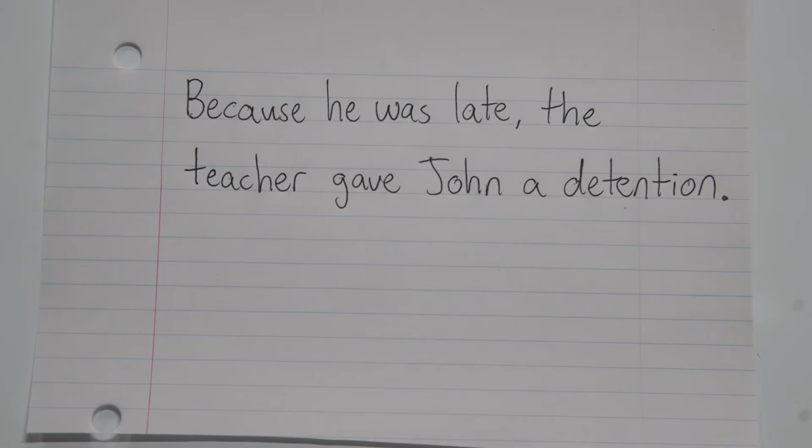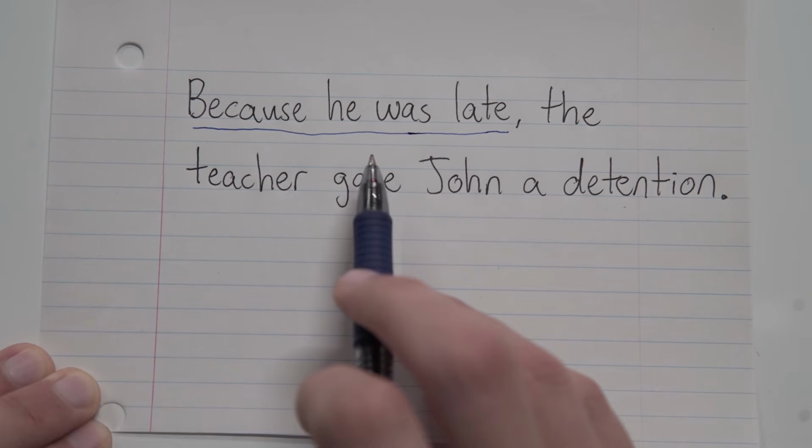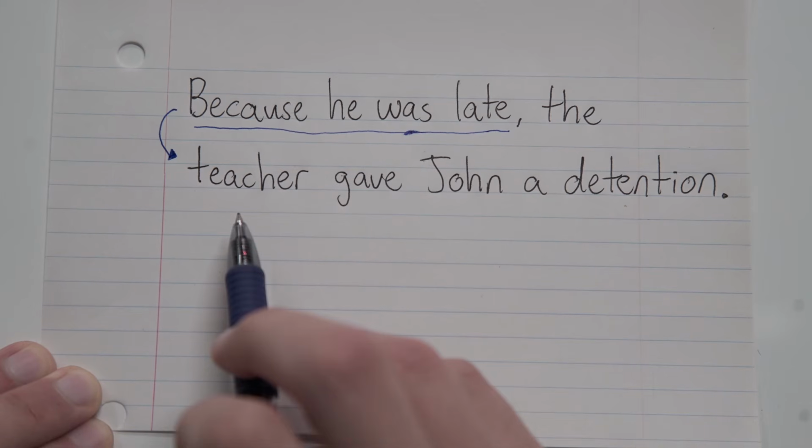Couple more. Because he was late, the teacher gave John a detention. Okay, so another dangling modifier here technically. But my first question, as always, is what is the modifier? What am I even looking at here? And the answer is, because he was late. And what does that phrase modify? Well, again, it's supposed to modify the thing right next to it. So, teacher. Okay, so because the teacher was late, he gave John a detention. So the teacher showed up late and then gave a student named John a detention.